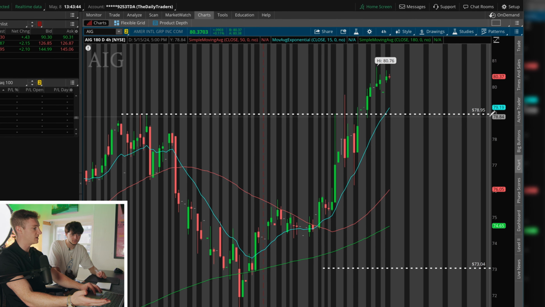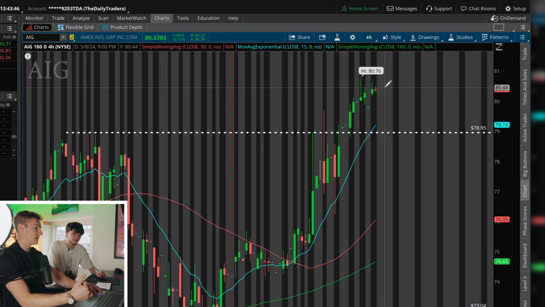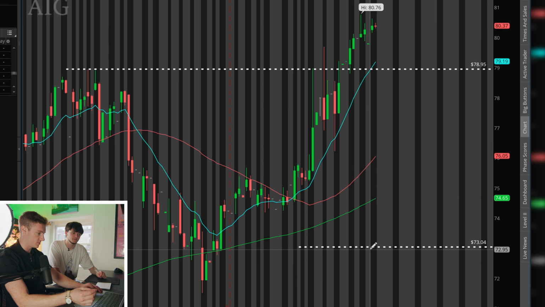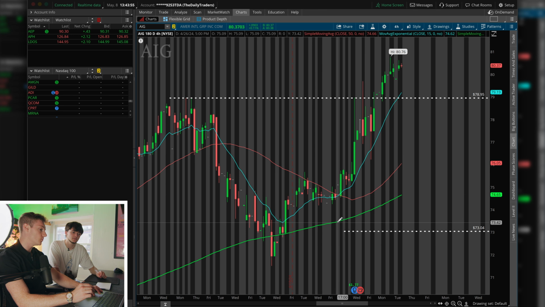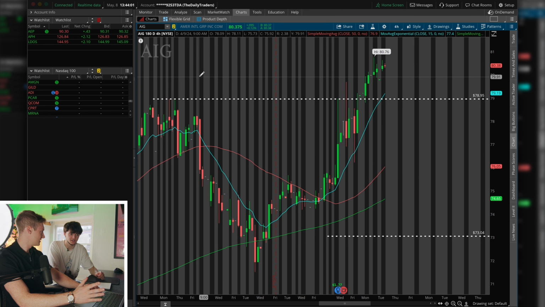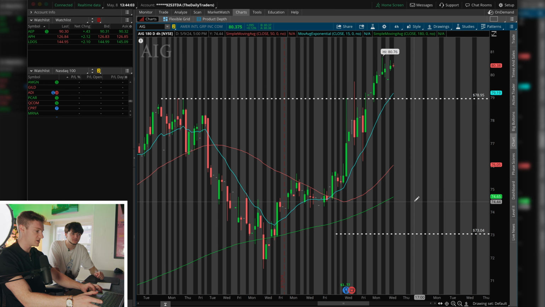So AIG was able to move into that all-time high, 78.95, breaking it, and now is sitting at a new ATH, or all-time high, at $80. And this was our stop loss. Obviously at that time was where the 180-day SMA was trading. So that is moving up as AIG moves up. Make sense? Yeah. So you nailed that prediction perfectly, and that wasn't even using any what I call setups, which is what I want to teach you today.